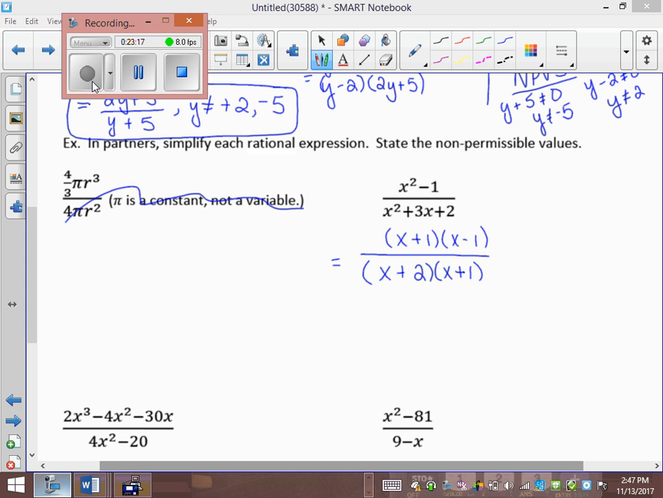Before we cross off the x plus 1s, we have to do what? The NPVs. So we'd have x plus 2 can't equal 0. x plus 1 can't equal 0. x can't equal negative 2. x can't equal negative 1. So x can't equal negative 2 and negative 1. Then the plus 1s cancel. Can this x cross off this x? No. x minus 1, is there an x minus 1 on the bottom? Is there an x plus 2 in the top? No, so they stay.